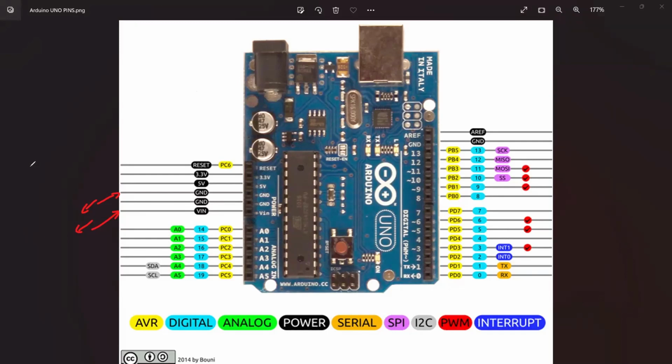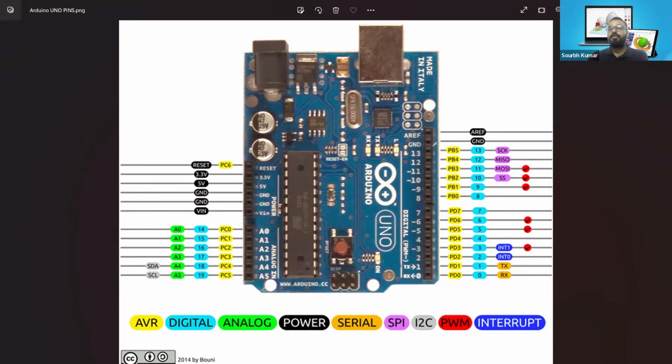I have a doubt. If these two are connected, can we charge a battery like this? No. Never do that. These pins do not have the capability to charge anything.